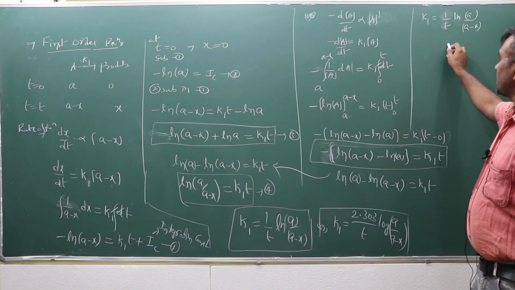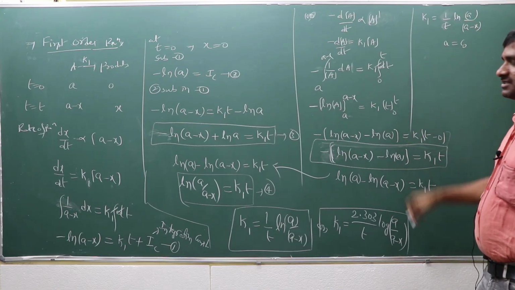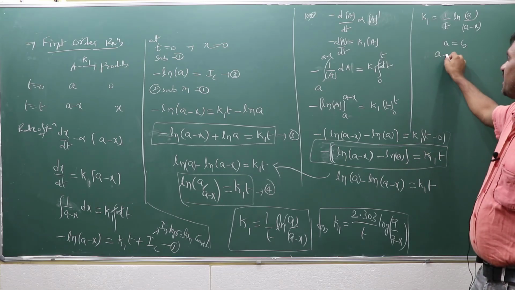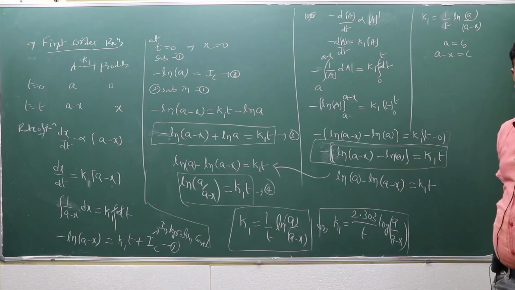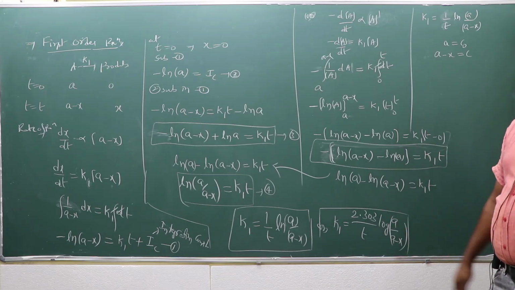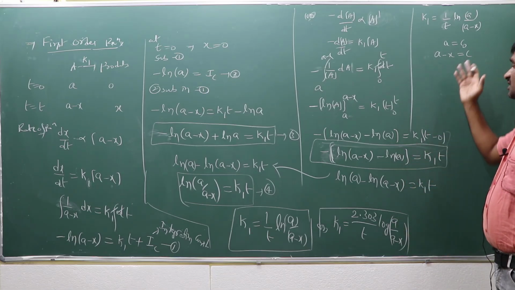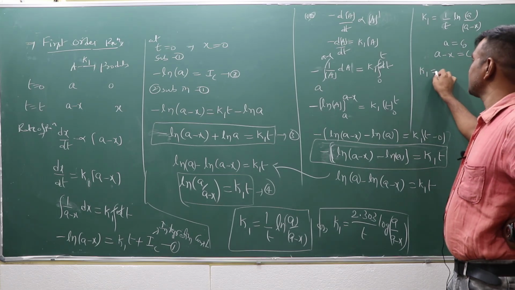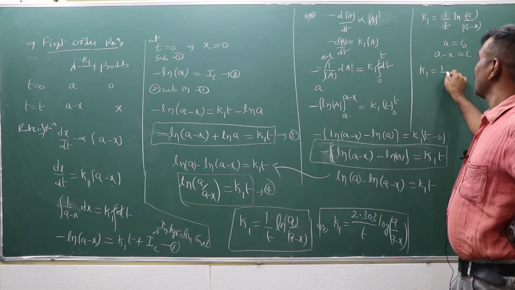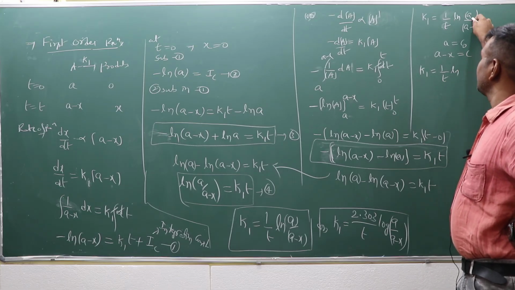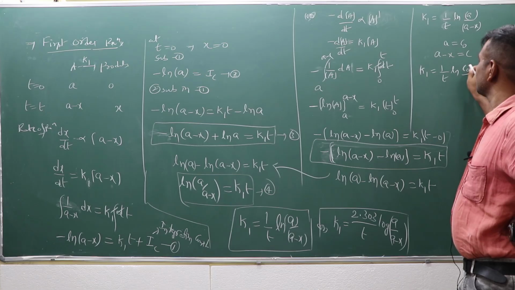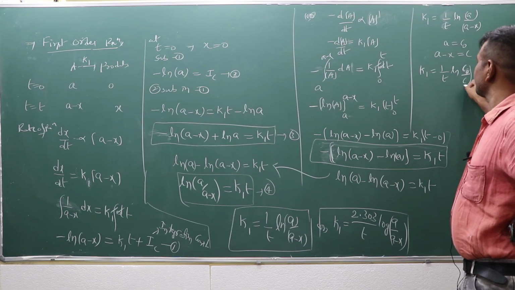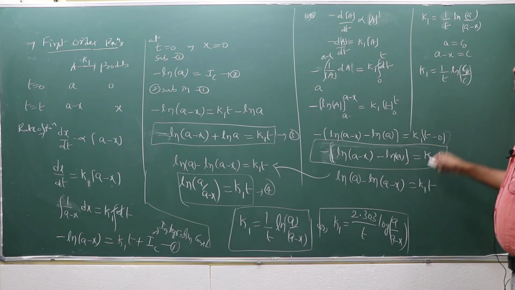In the place of A, sometimes C0 will be given. C0 is the initial concentration. And if A minus x is equal to C, suppose after product formation, how much concentration is left? C. Based on that, this reaction is also sometimes mentioned as k1 is equal to 1 by t into ln of a by C, or ln of C0 by C.